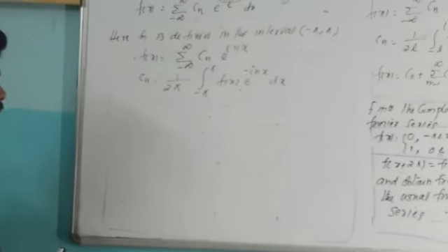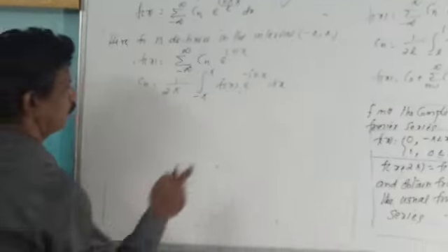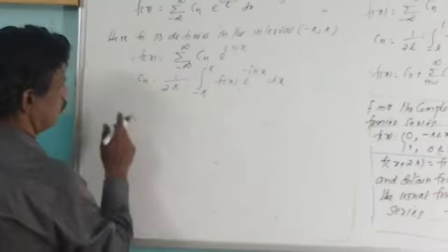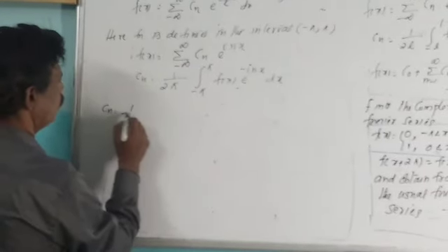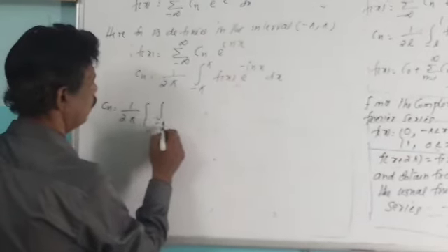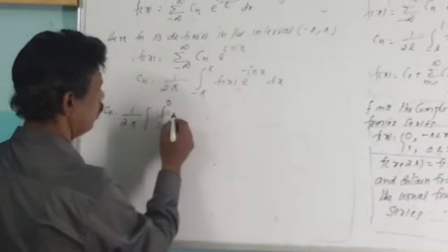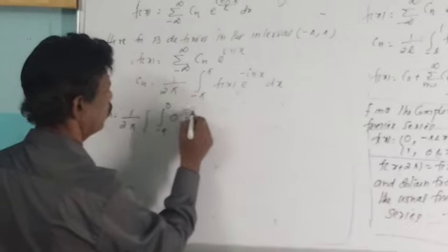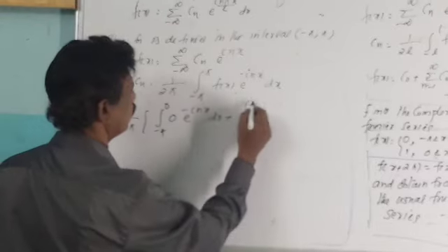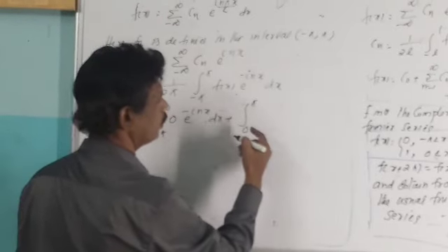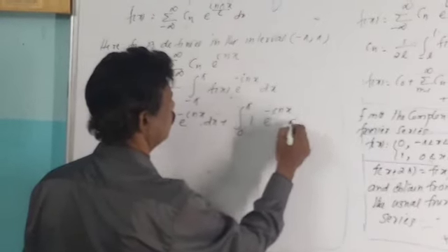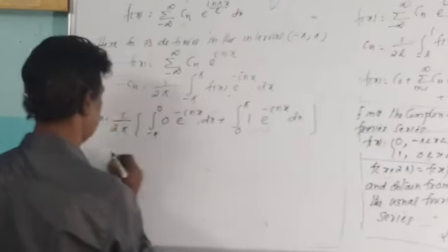Okay, let's go through the problem. Using this formula we have to find cn. Cn equals 1 by 2 pi into the integral from minus pi to 0 of f of x, which is 0, times e raised to minus i n x dx, plus the integral from 0 to pi, where f of x is 1, of e raised to minus i n x dx. Integrate this function.